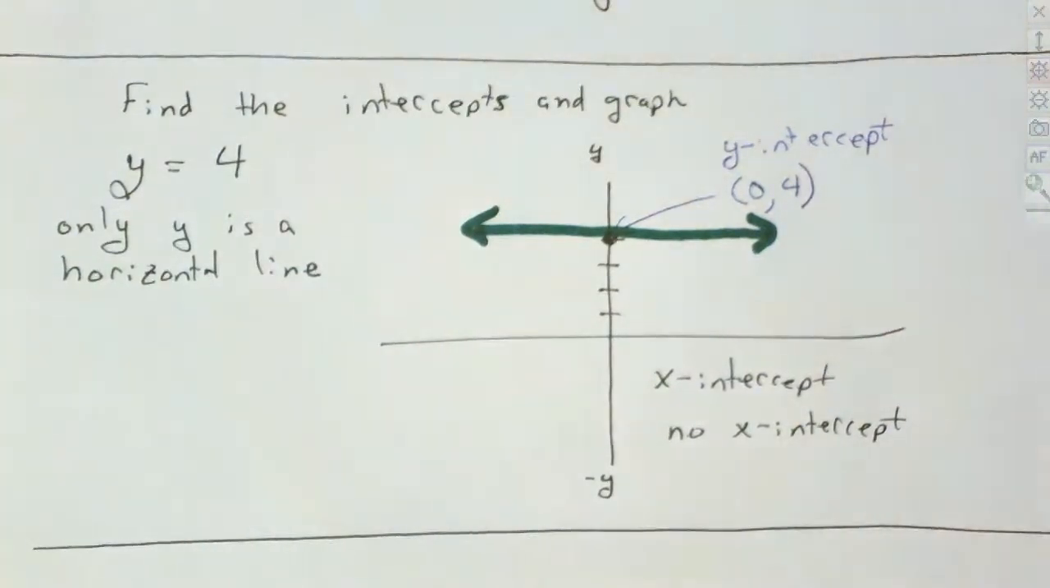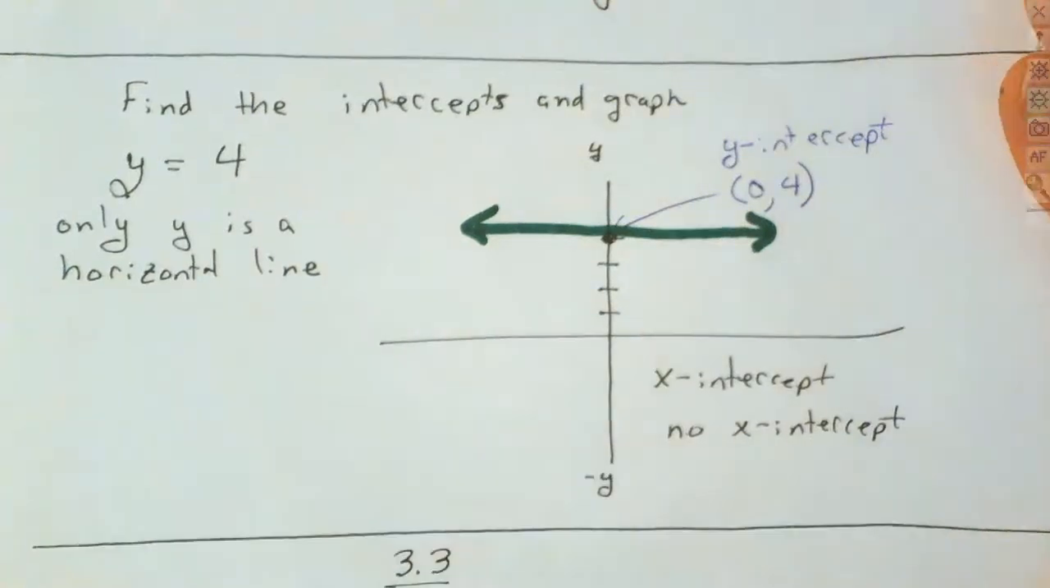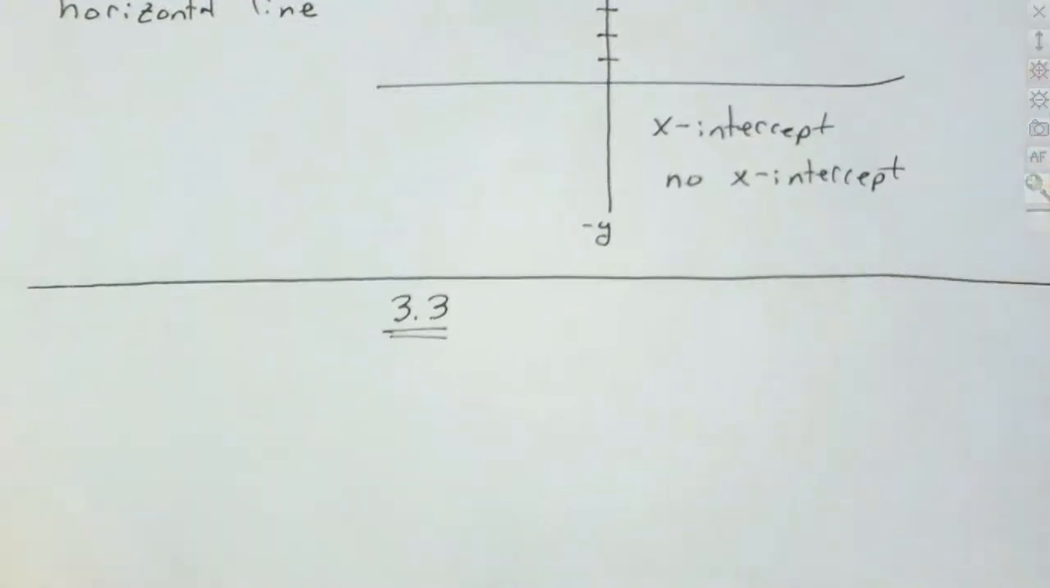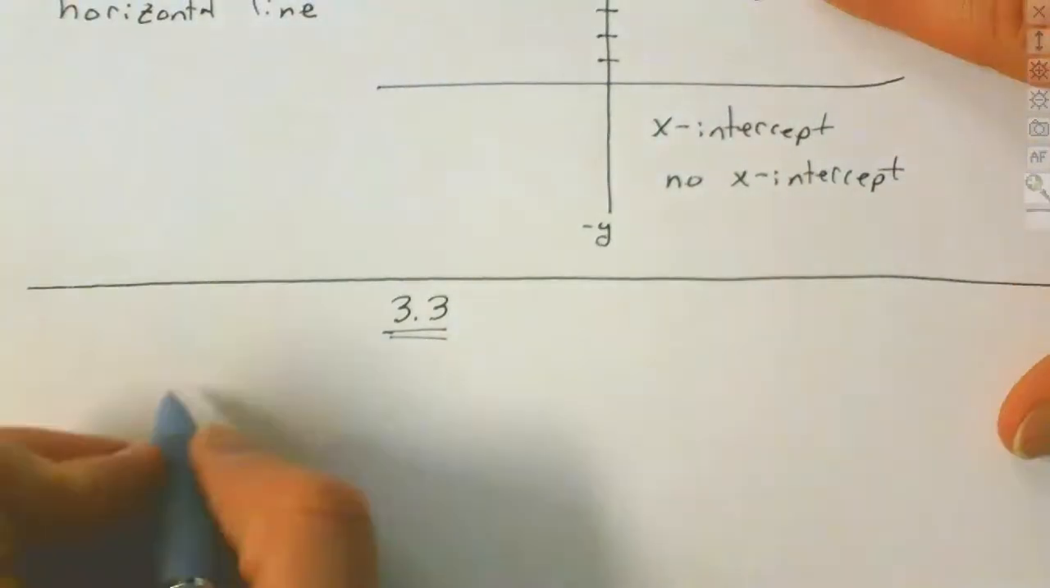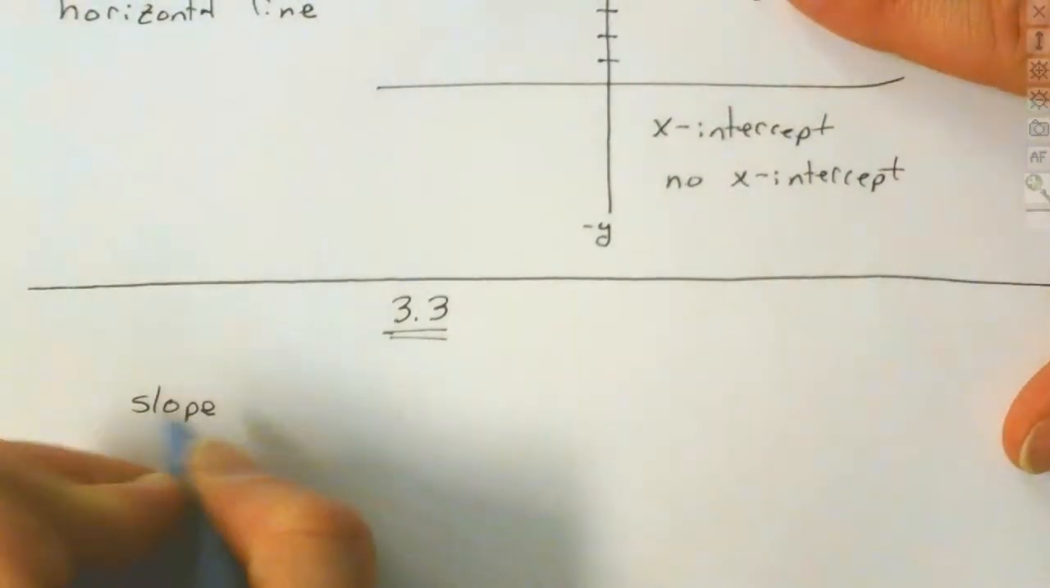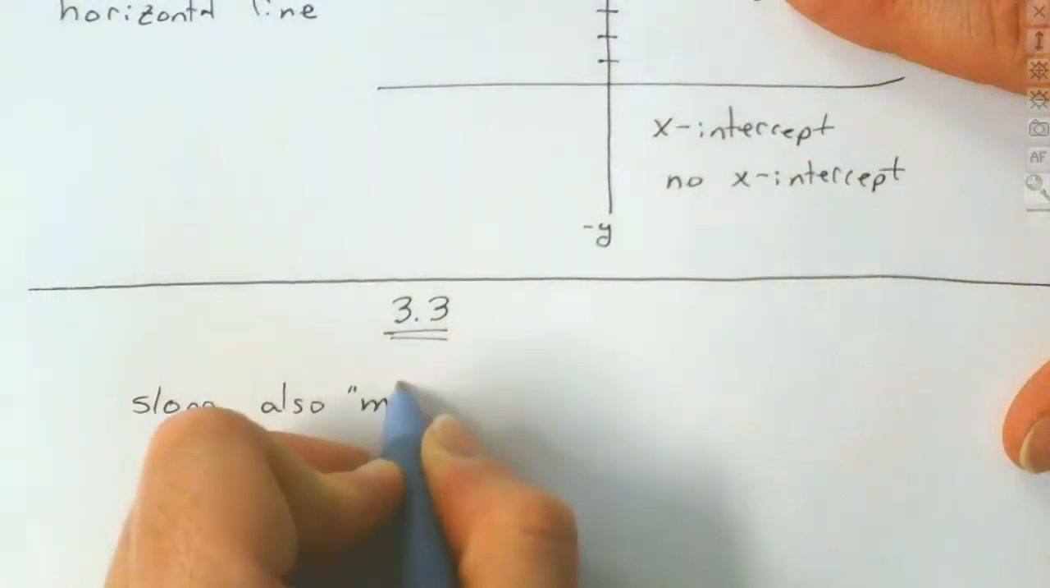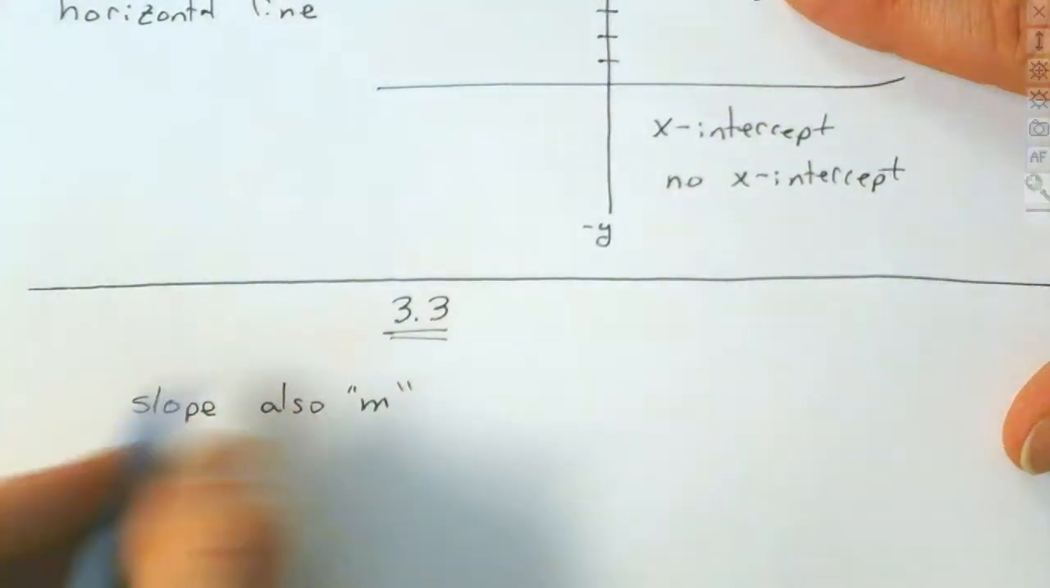Now we're going to move on, and we're going to start talking about the slope. So now we're going to move on to 3.3. And we're going to talk about the slope and what it is. The slope, also called m, so lowercase m, that is rise over run.